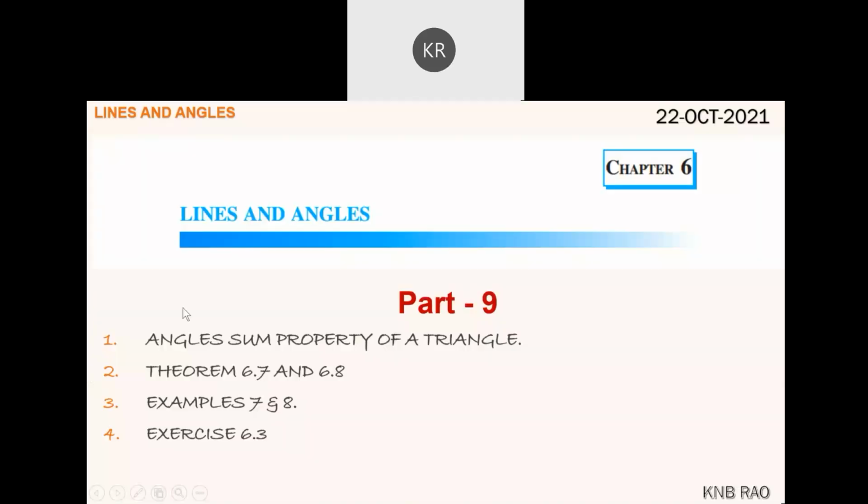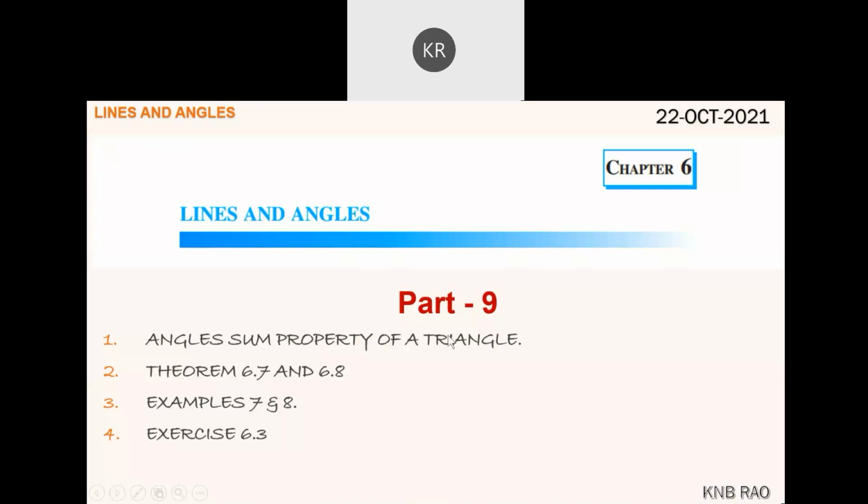Today's class is about the angle sum property of a triangle. We know it as the sum of all three interior angles of a triangle being 180 degrees. That is called the angle sum property of a triangle. But so far we have not proved it. Today we will be proving it. We will be looking for the proof of it.